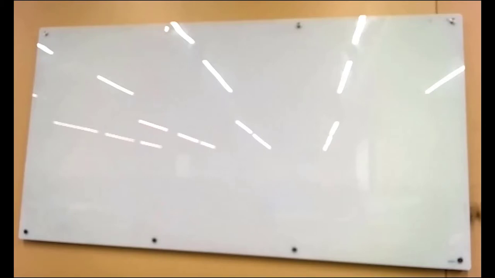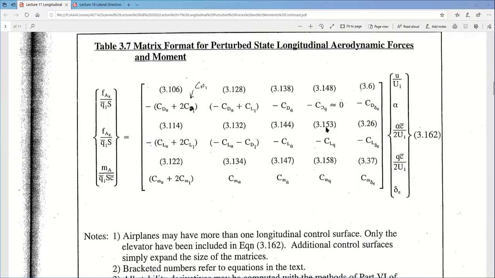Let's see, so we're back to the matrix here. So we just did this column here. And again, if you're using this, it reminds you that you have to multiply by Q C bar over 2U1. The next column is real easy, because notice this is just the derivatives of CD, CL, and CM with respect to elevator, and we've done those already when we did the steady state forces and moments. So it's just the lift curve slope times the effect of the elevator on the lift.